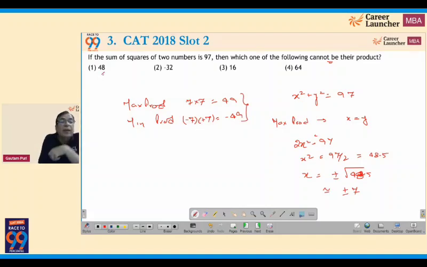Okay. This is within plus 49, and more than minus 49. So this lies in the range. This lies in the range. Wrong answer. This does not lie in the range. So the correct answer is 64.